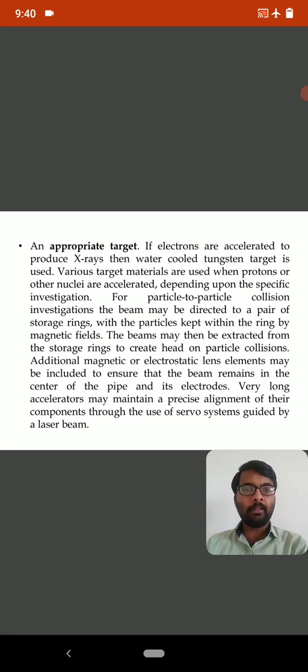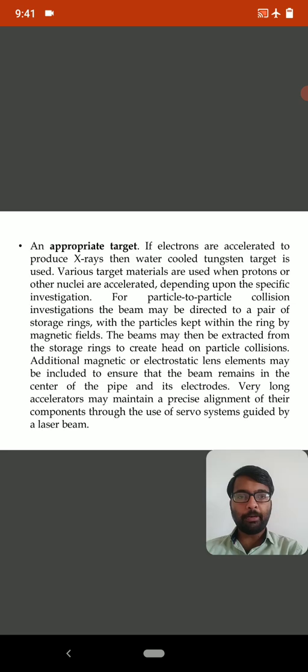For particle to particle collision investigations, the beam may be directed to a pair of storage rings. These storage rings are like the ones in the case of synchrotron radiation, which we have discussed earlier. That is a storage ring. Particle to particle collision investigation means one particle collides with another particle. For such investigations, the beam from the LINAC will be directed to a pair of storage rings with the particles kept within that ring with the help of magnetic fields. The beams may then be extracted from the storage ring to create head-on particle collisions.